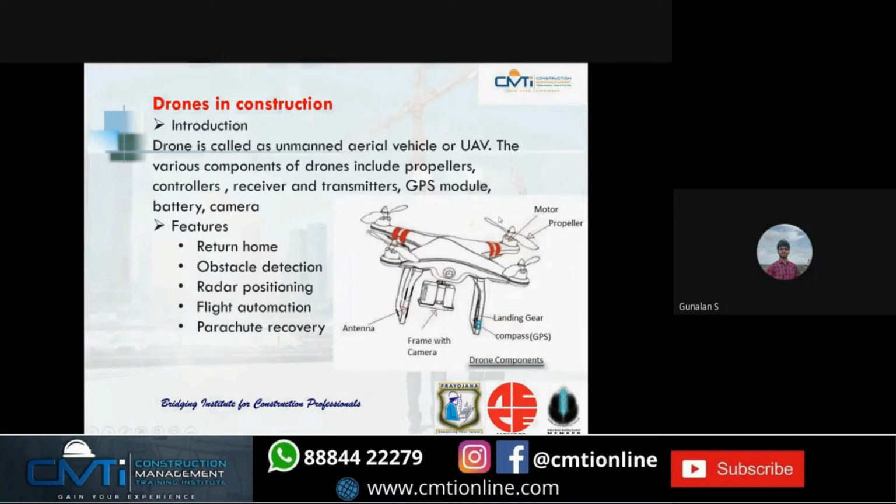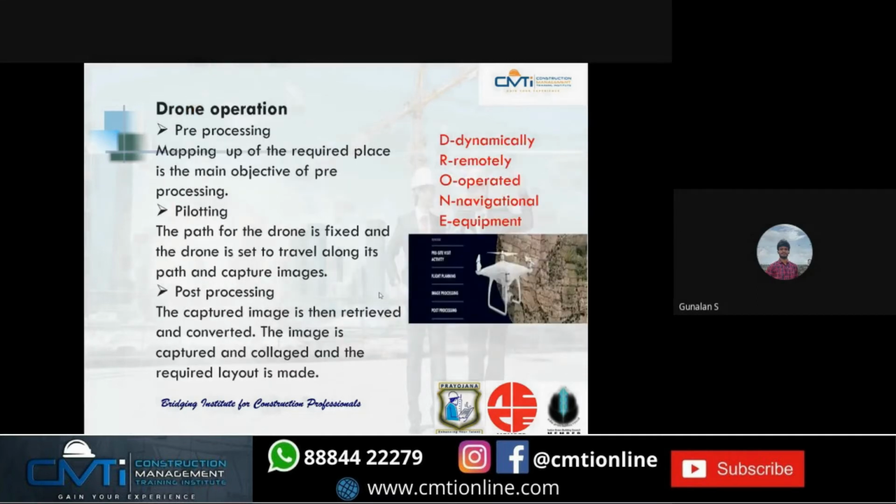The features are: it can return to the home automatically. It can detect obstacles so that it can be safe. There is radar positioning and flight automation, so we can decide the path of the drone whenever necessary. Parachute recovery: if in any instance the drone is not working, there is a parachute recovery which can save the drone from damage.